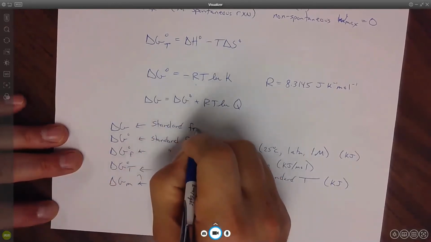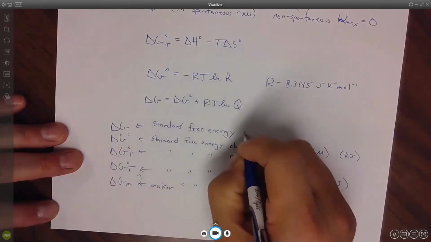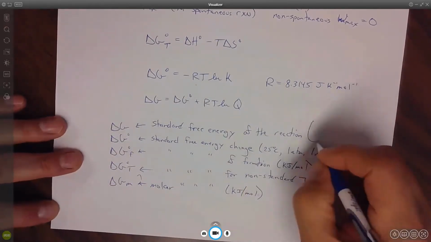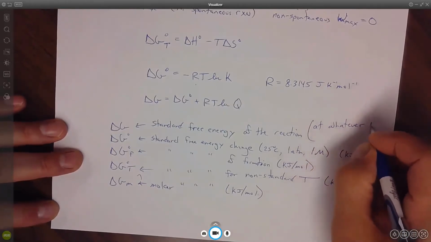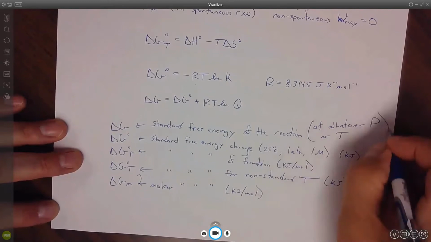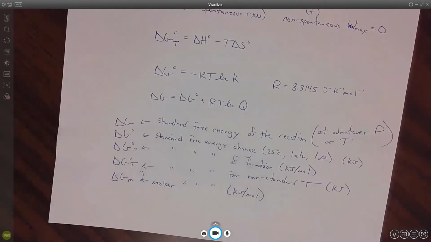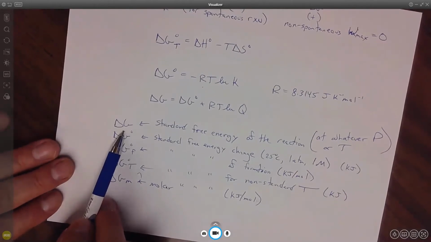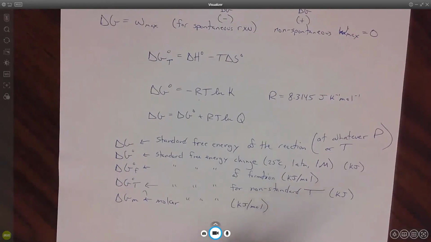Now this one here, this is the standard free energy change of the reaction at whatever pressure or temperature, it doesn't matter. That's the actual free energy change of that reaction. This is something that we would most likely measure in the lab. Any questions about any of that good stuff?